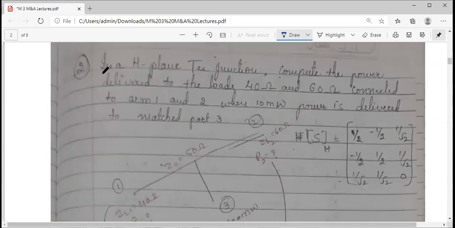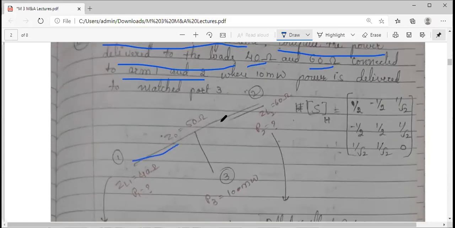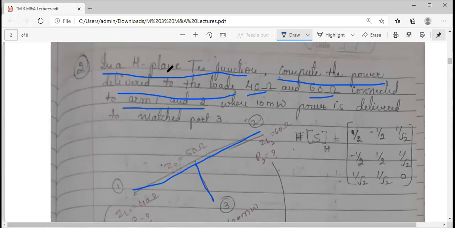Coming to the second problem, in a H-plane T junction, compute the power delivered to the loads. So loads are 40 and 60. These two are connected to arm 1 and 2. You can see you have again H-plane only. Instead of H-plane, the question may be for E-plane also. In that case, you draw that figure and try to analyze. Okay. This is again for H-plane T.